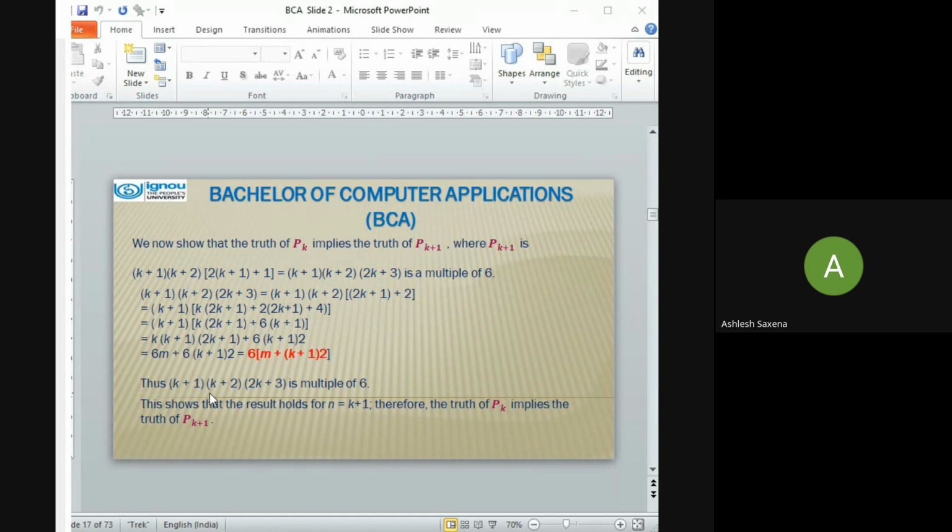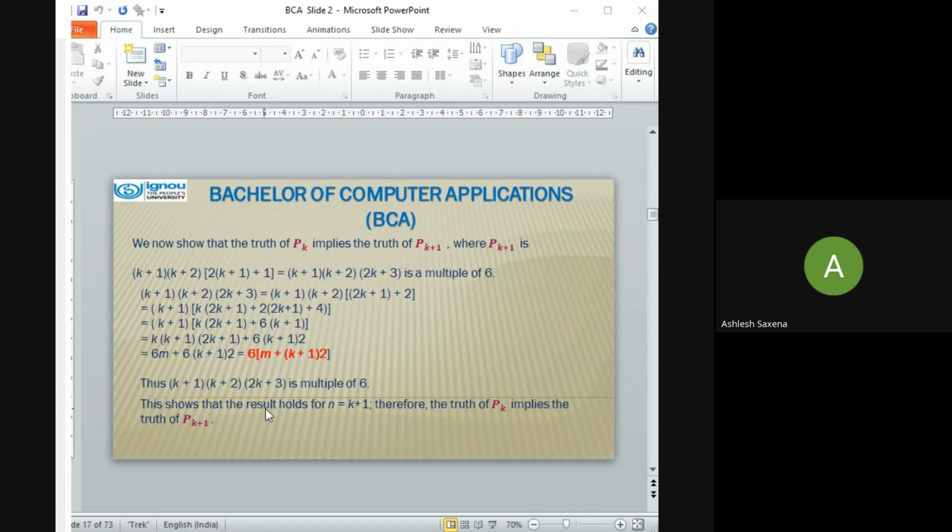Since after solving we are getting 6 over here, we can say that because this part is a multiple of 6, that means P(k+1), that is k(k+1)(2k+3), is a multiple of 6. So we have to conclude with this statement.